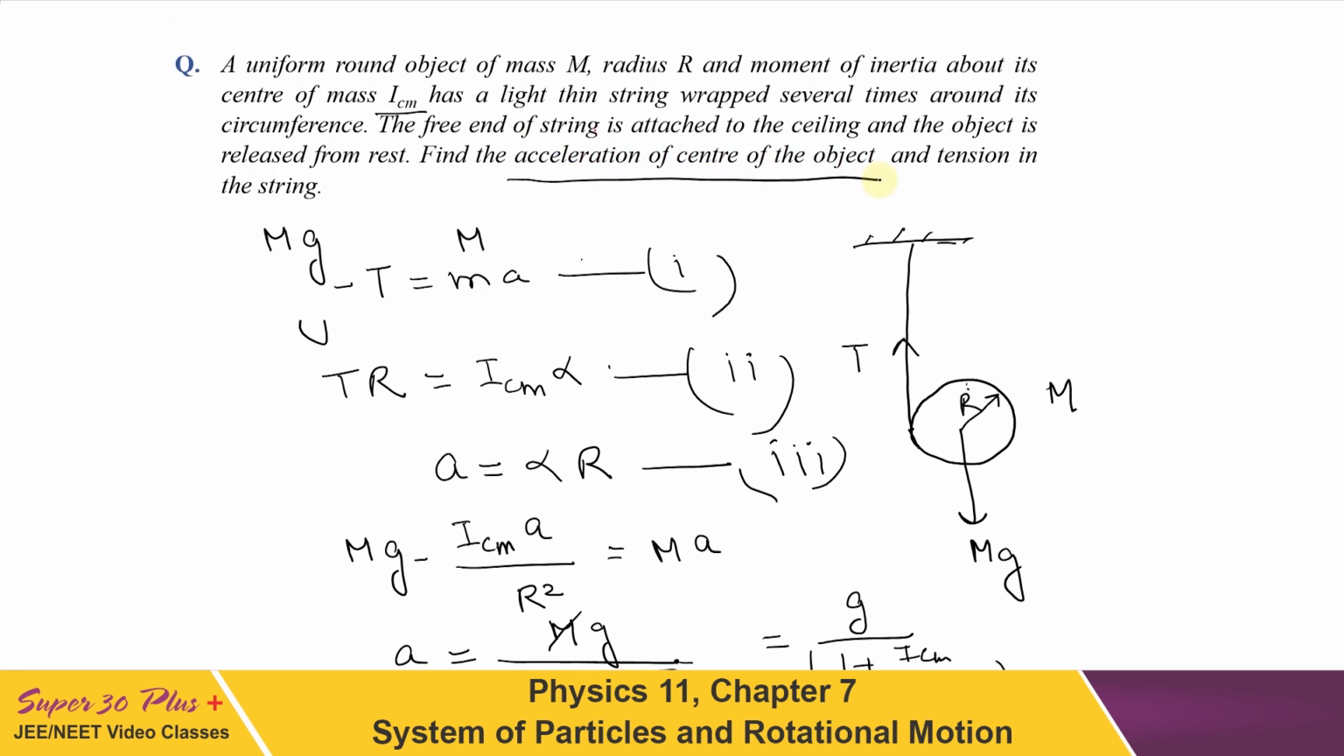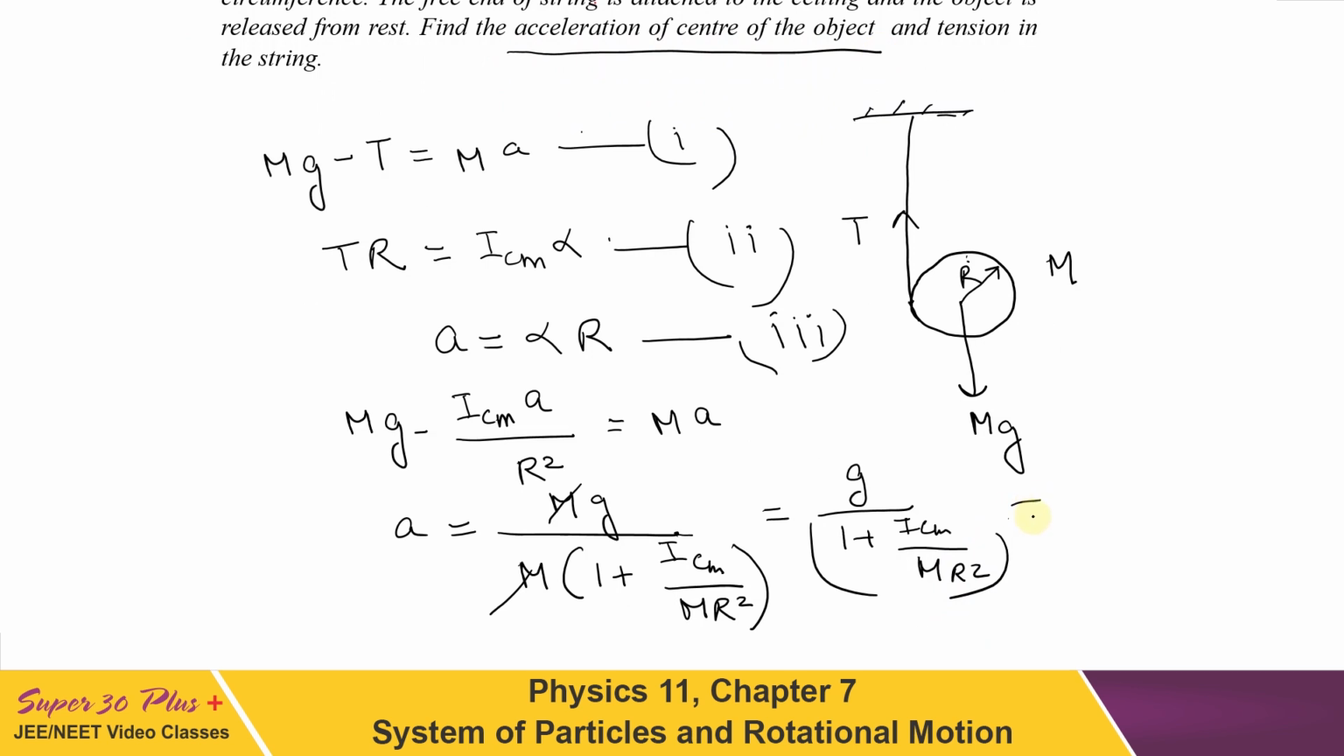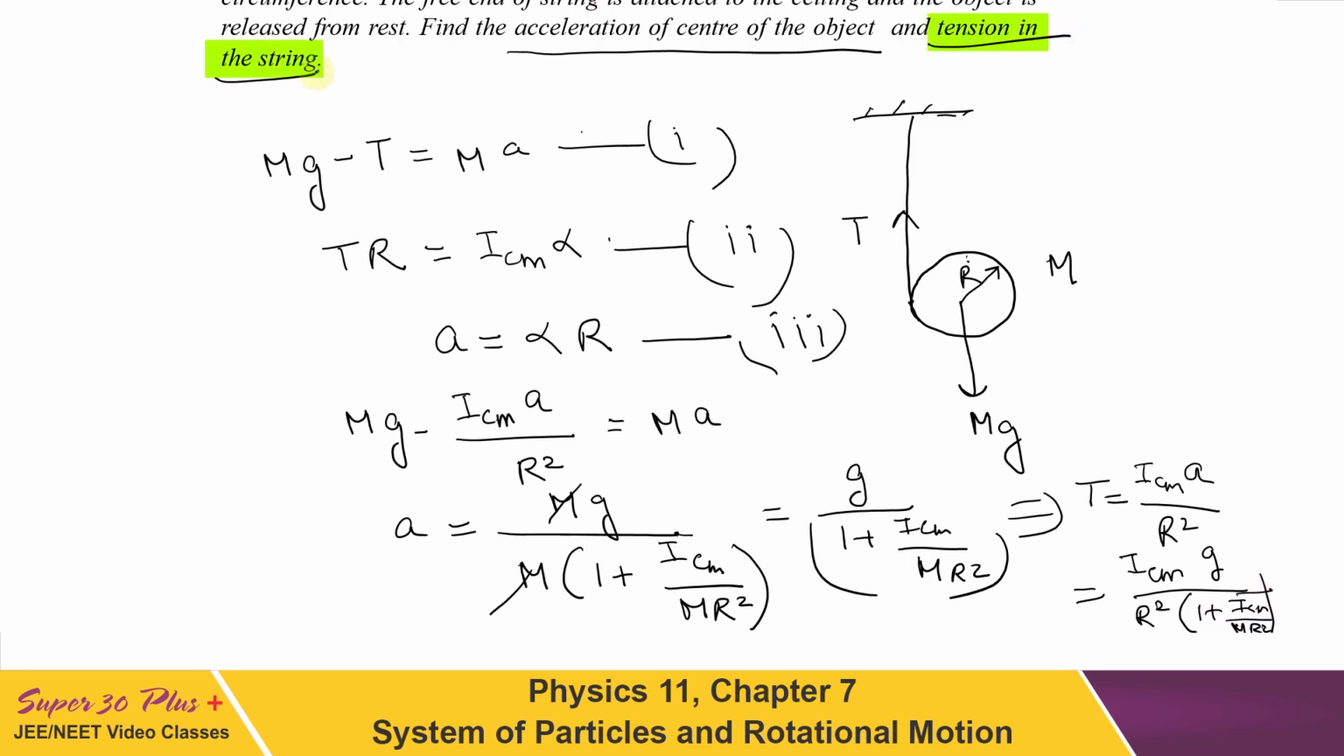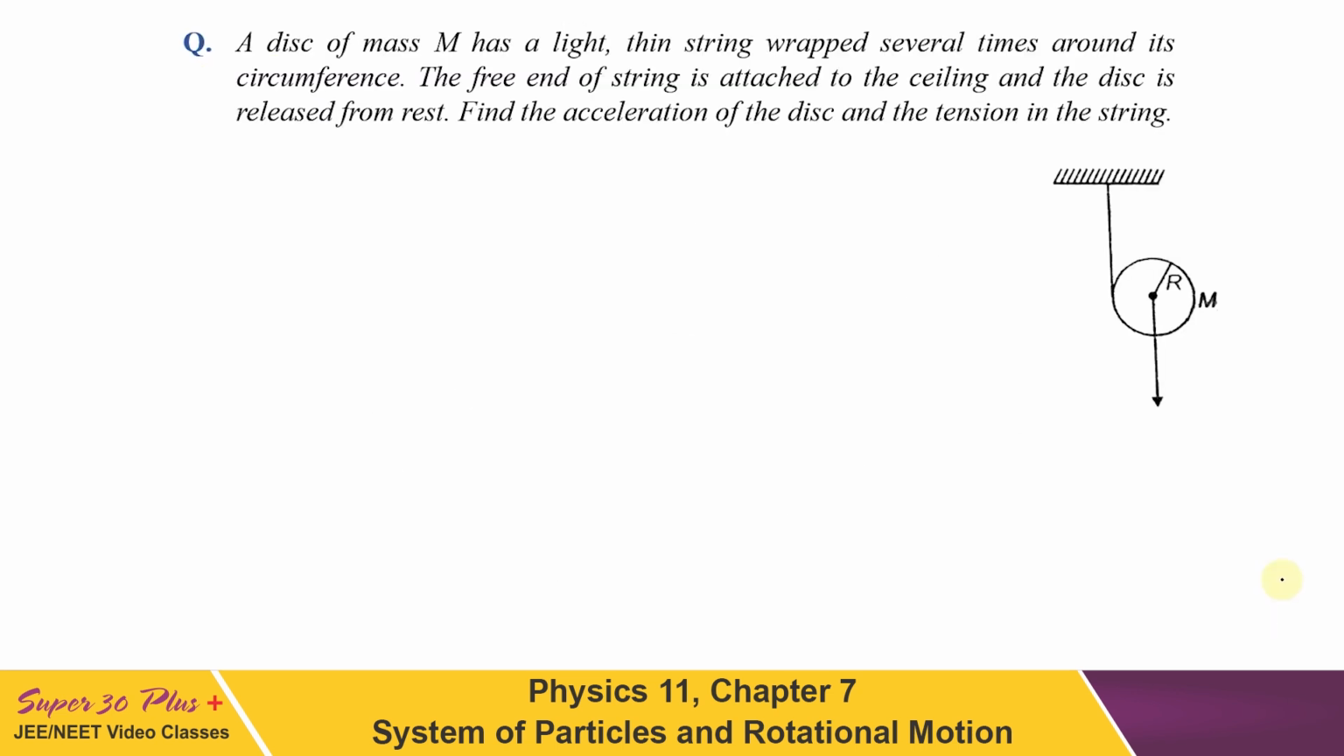Next we have to calculate the value of tension. Now from here itself, if I substitute the expression for tension, it will give ICM a upon R square. So on substituting the value of a, it will be ICM g upon R square times 1 plus ICM upon mR square, which is our second part, tension in the string. Let's see one more question.